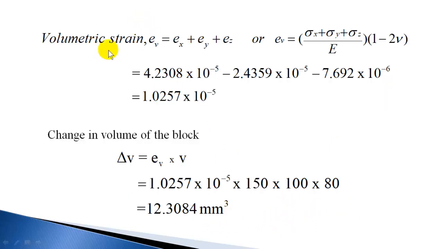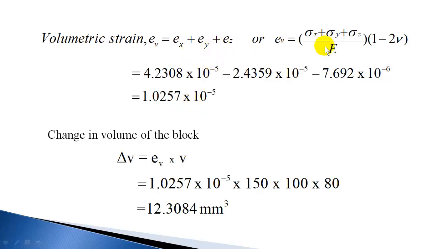Now volumetric strain, you can use Ev is equal to Ex plus Ey plus Ez. So you already studied that expression for volumetric strain of a block, whether it's a block or any geometrical shape. If you add the strain in x, y, z direction, which will give the volumetric strain. So you already got the strain in x, y, z direction. You can add that strain in x, y and z direction, which will give the volumetric strain.